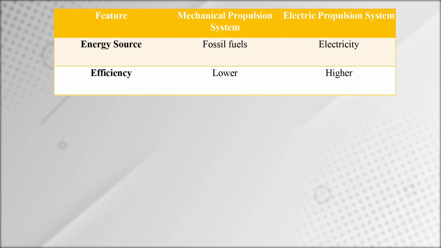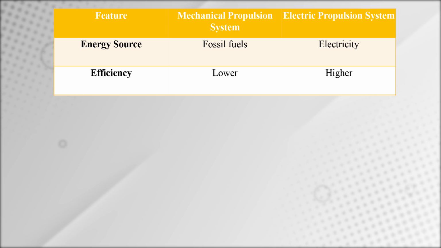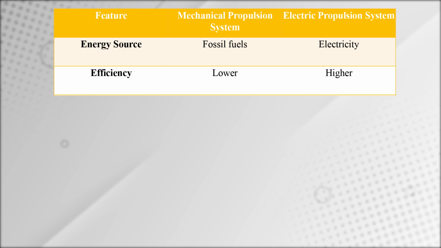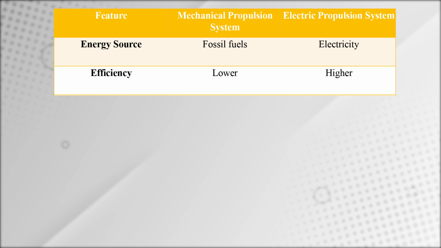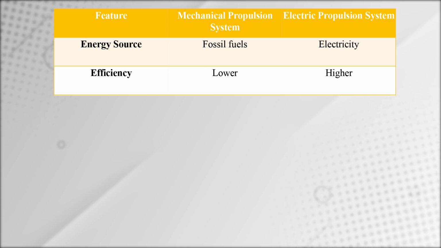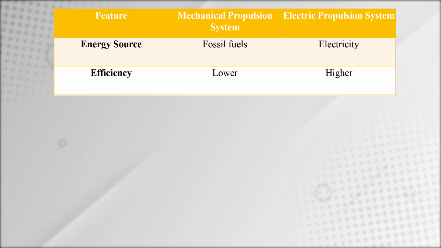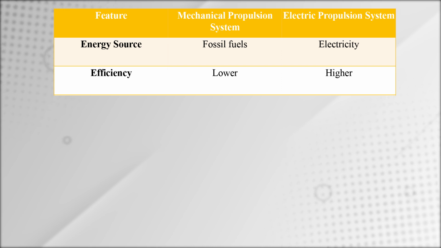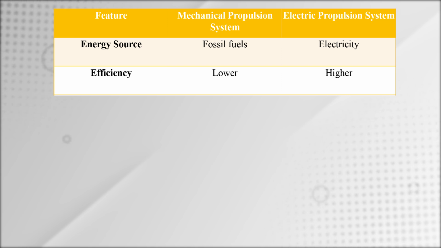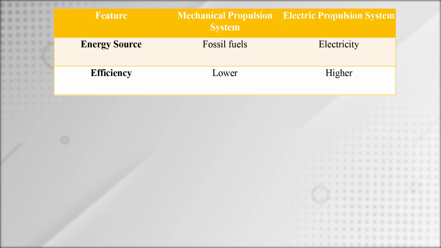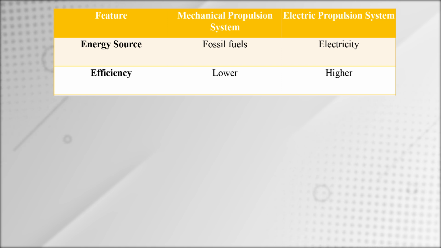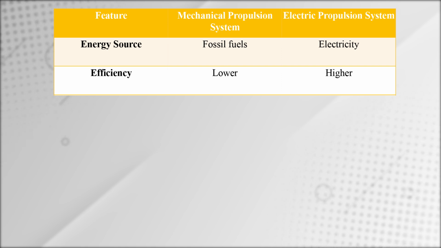If you talk about the mechanical propulsion system, it typically relies on the combustion of fossil fuels to power the internal combustion engine. The efficiency of mechanical propulsion system is much lower, generally around 20 to 30%. Hence, a significant portion of the energy is lost as heat during the combustion.